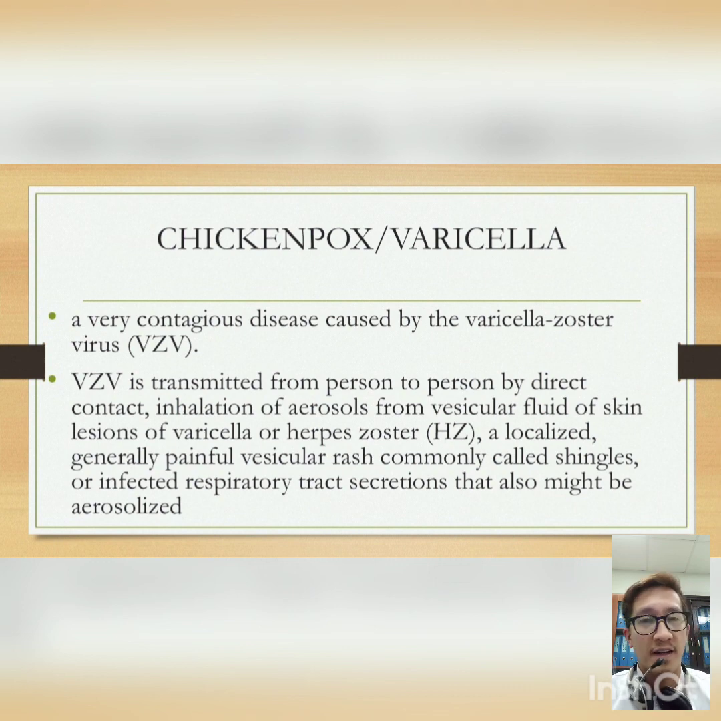VZV, or your varicella zoster virus, is transmitted from person to person by direct contact, inhalation of aerosols from vesicular fluid of skin lesions of varicella or herpes zoster, a localized, generally painful vesicular rash commonly called shingles, or infected respiratory tract secretions that also might be aerosolized.